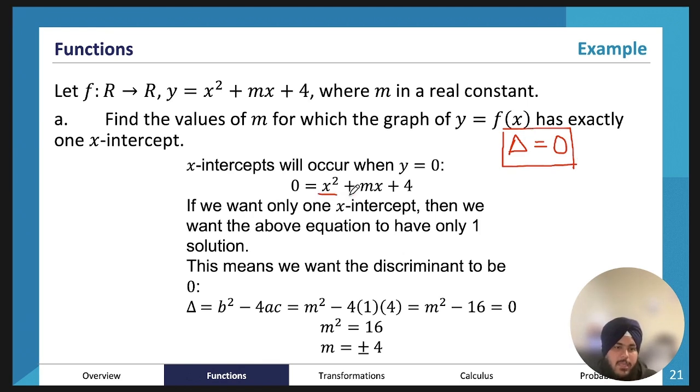So we have x squared plus mx plus 4. You have your a value, which is 1, your b value, which is m, and your c value, which is 4. Sub it into the discriminant formula and let that equal 0. And you should get m is equal to positive or negative 4 as your answer. So I hope that makes sense. Again, let me know if you have any questions for the functions part of today's lecture.